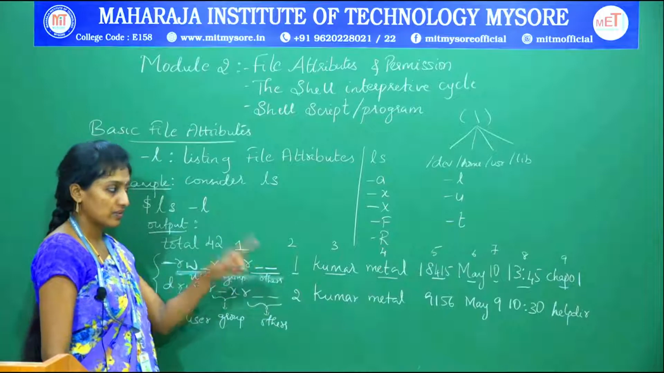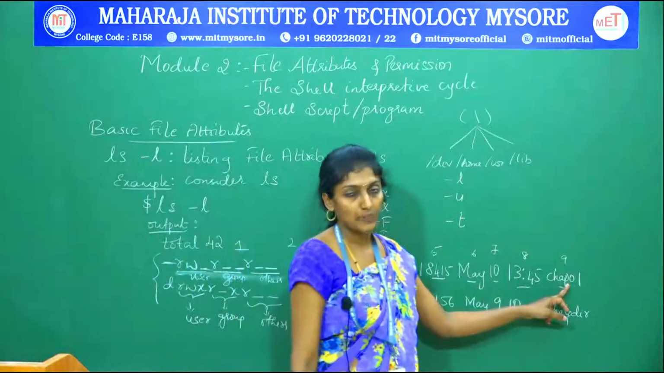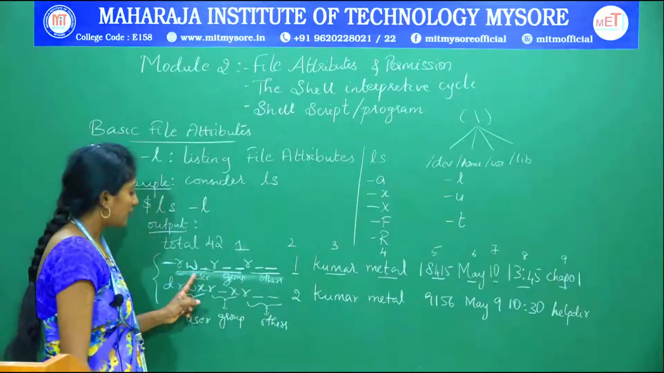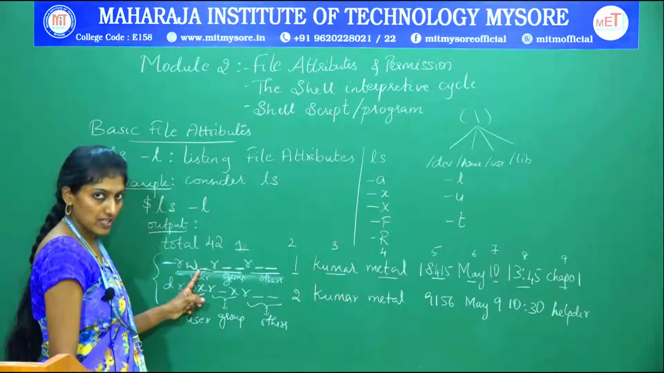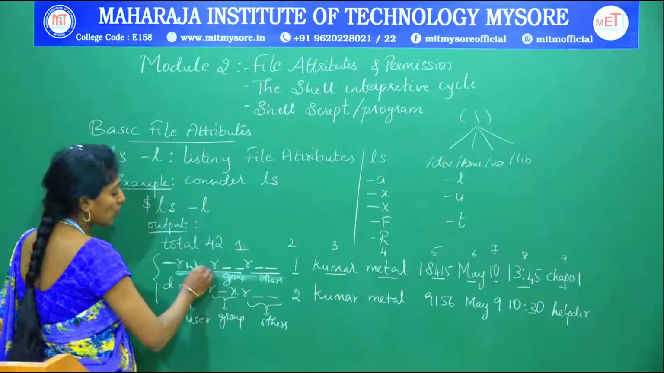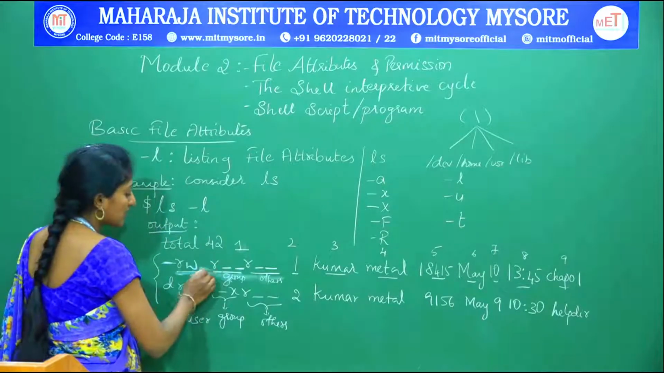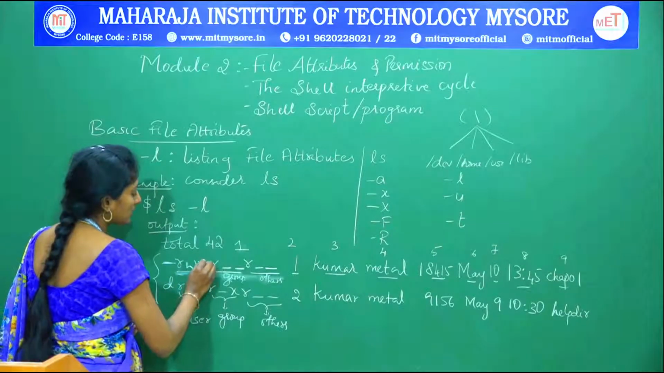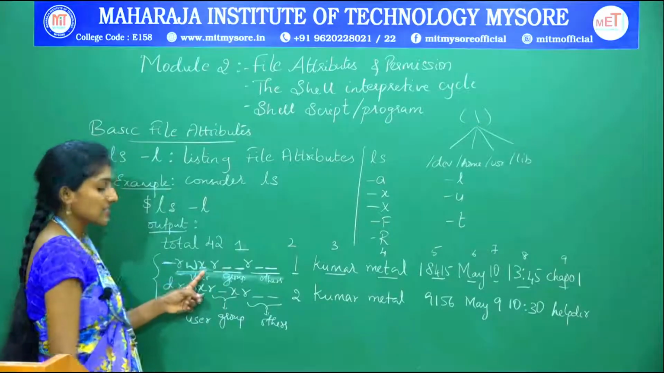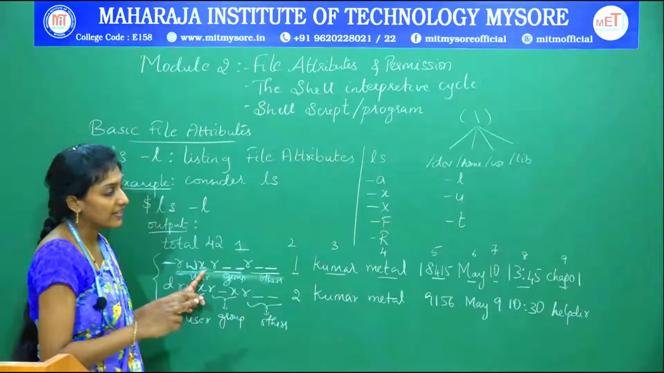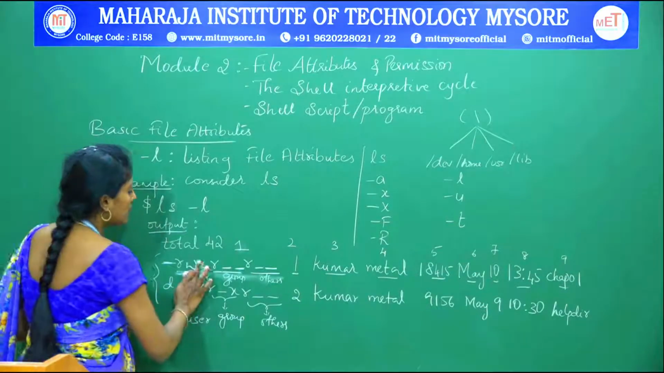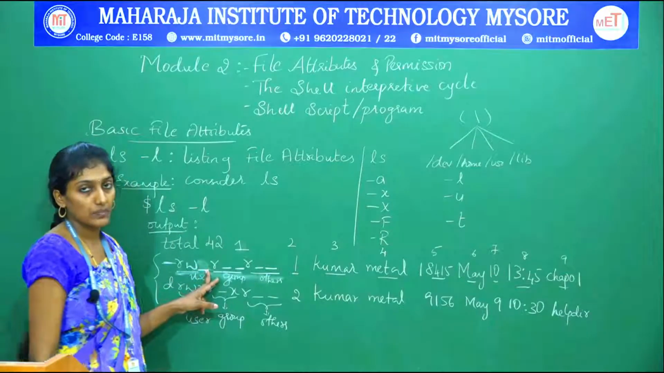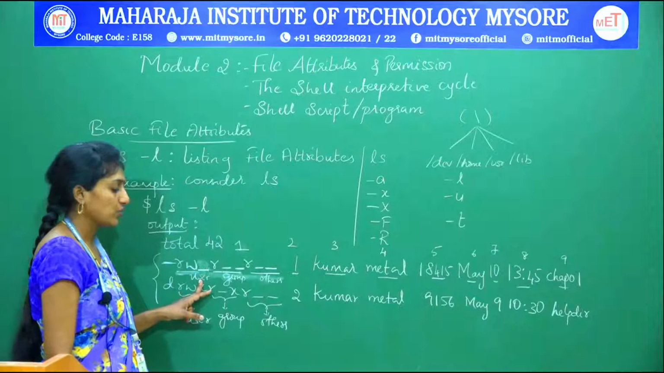The file name here is chapter 1. This file has been associated with permissions: for the user, only read and write permission has been given. An underscore means no permission. The third character in the first group is x, which represents executable, meaning the file can be executed. If it is just an underscore, executable permission has not been provided for the user.